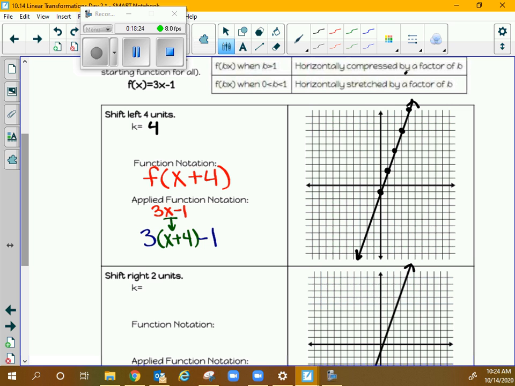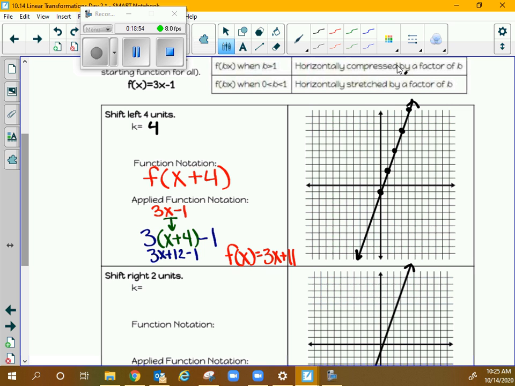So if I do that, I have to distribute and combine like terms. So I get 3x plus 12 minus 1. So my new function is 3x plus 11. Did my y-intercept increase? Yes, which is what we established at the beginning. I need my y-intercept to go up in order to go left.